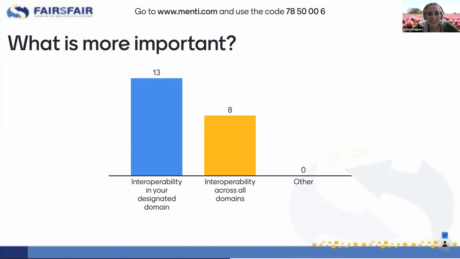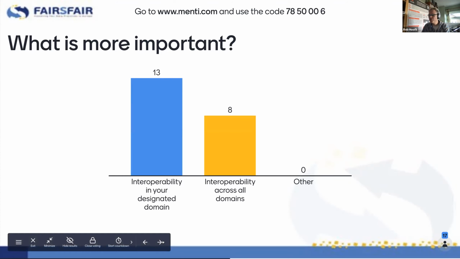What do you think about the results, Jessica and Rob, so far? As I mentioned in my presentation, I think it's often about striking the balance. If you really want to also support reproducibility, you need to be looking at the designated community and support your domain needs firstly, but then try to as much as possible link them to others. So in the end, it's always both, I guess. I think we can go to the next question, Rob. Okay, I'll move on.